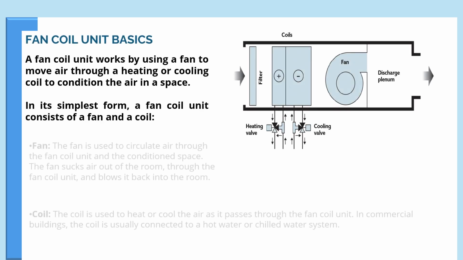We start with some fan-coil unit basics. A fan-coil unit works by using a fan to move air through a heating or cooling coil to condition the air in a space. In its simplest form, a fan-coil unit consists of a fan and a coil.